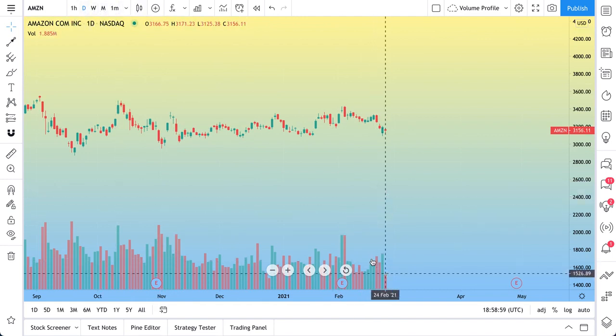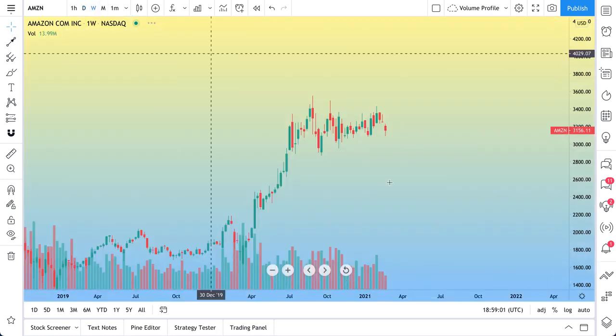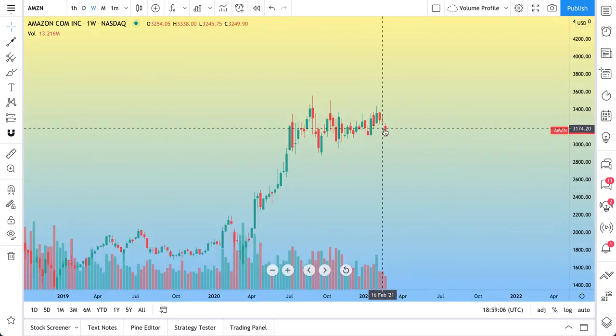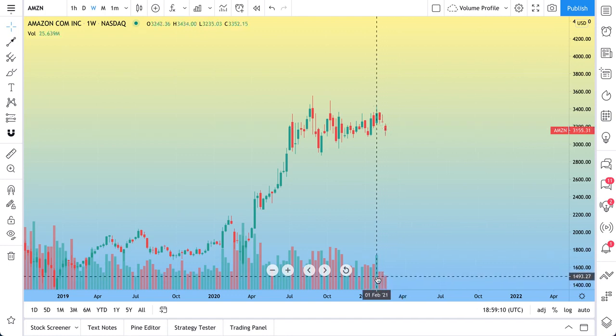That means it's showing us daily volume. If we go to a weekly chart, this is now a weekly chart. Each candle represents 1 week of trading, and this is 1 week worth of trading volume. So an entire week is in this one bar.